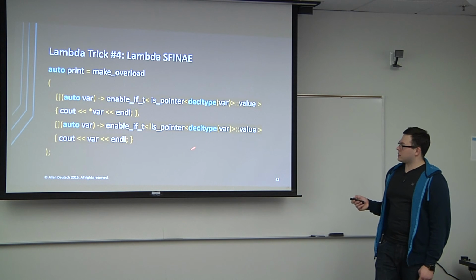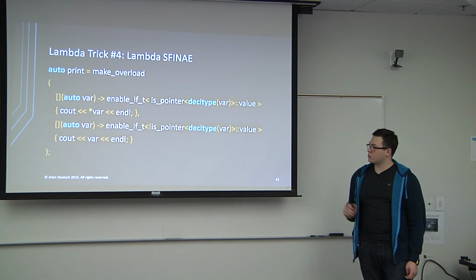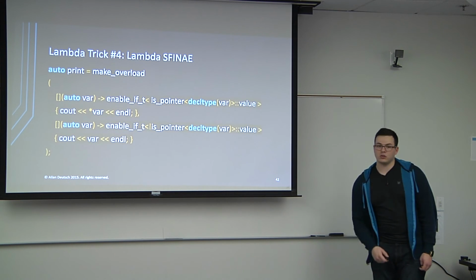And then if it's not a pointer type, so you can see the negation there, then we just print the variable. So that's pretty nifty. You can do things like that.